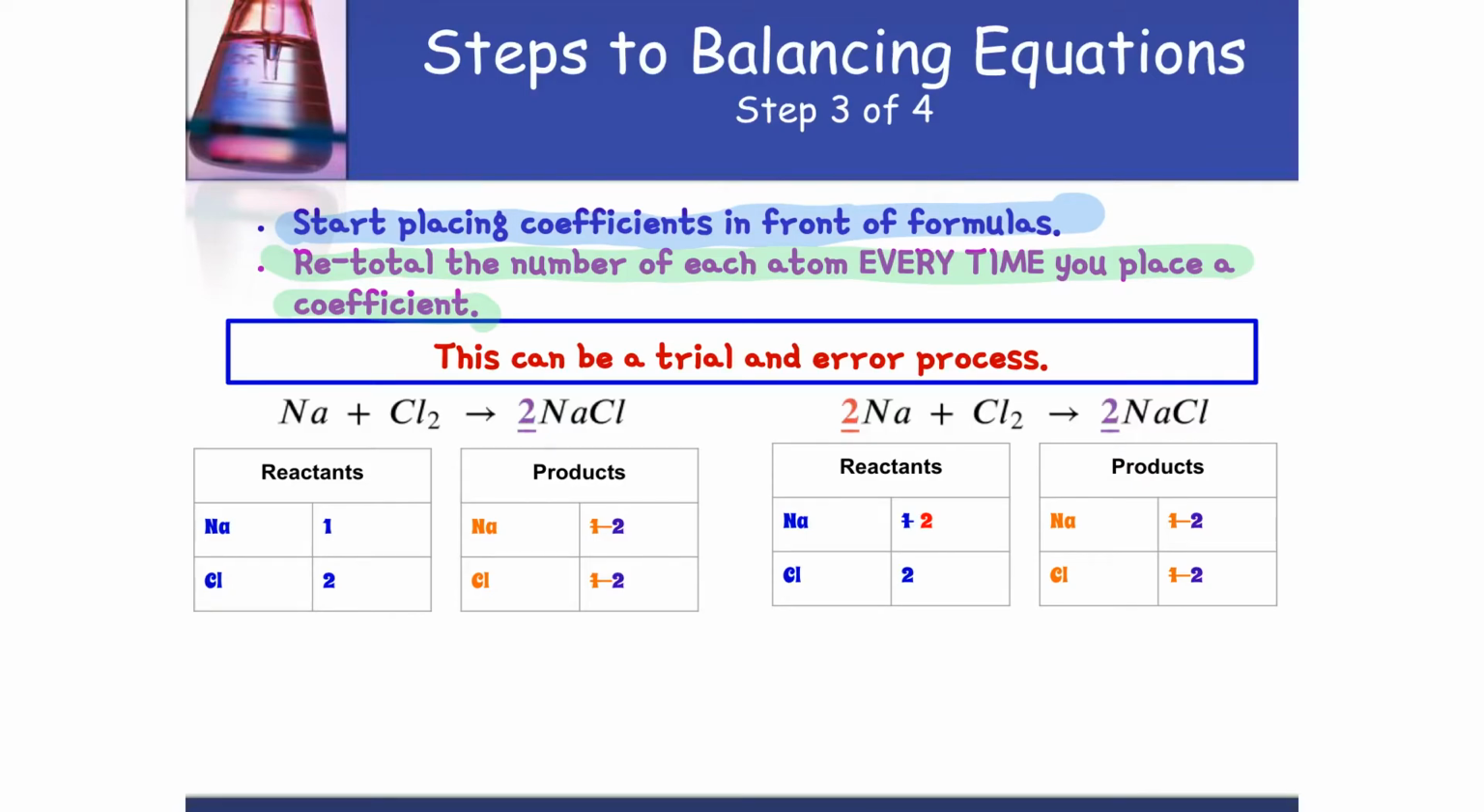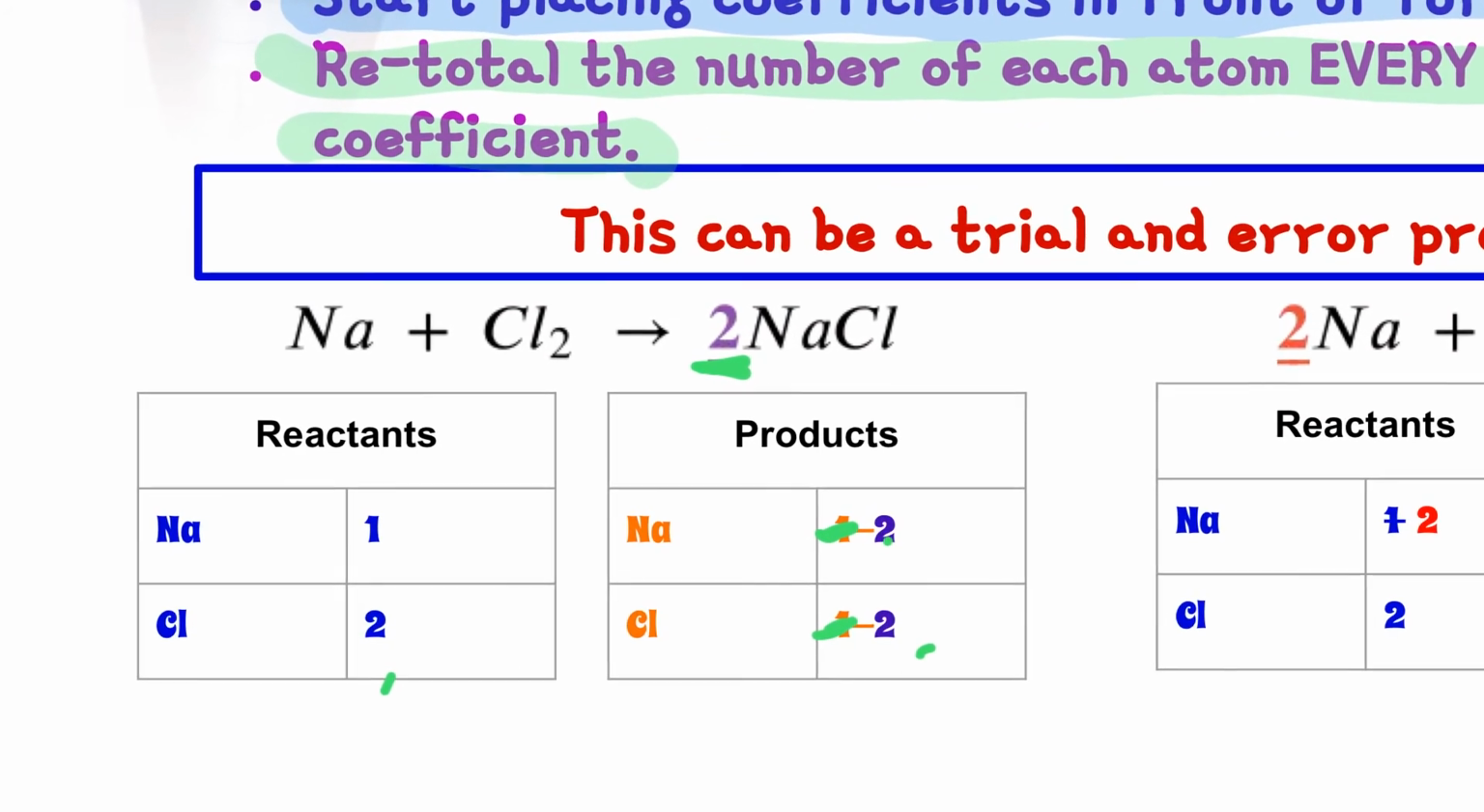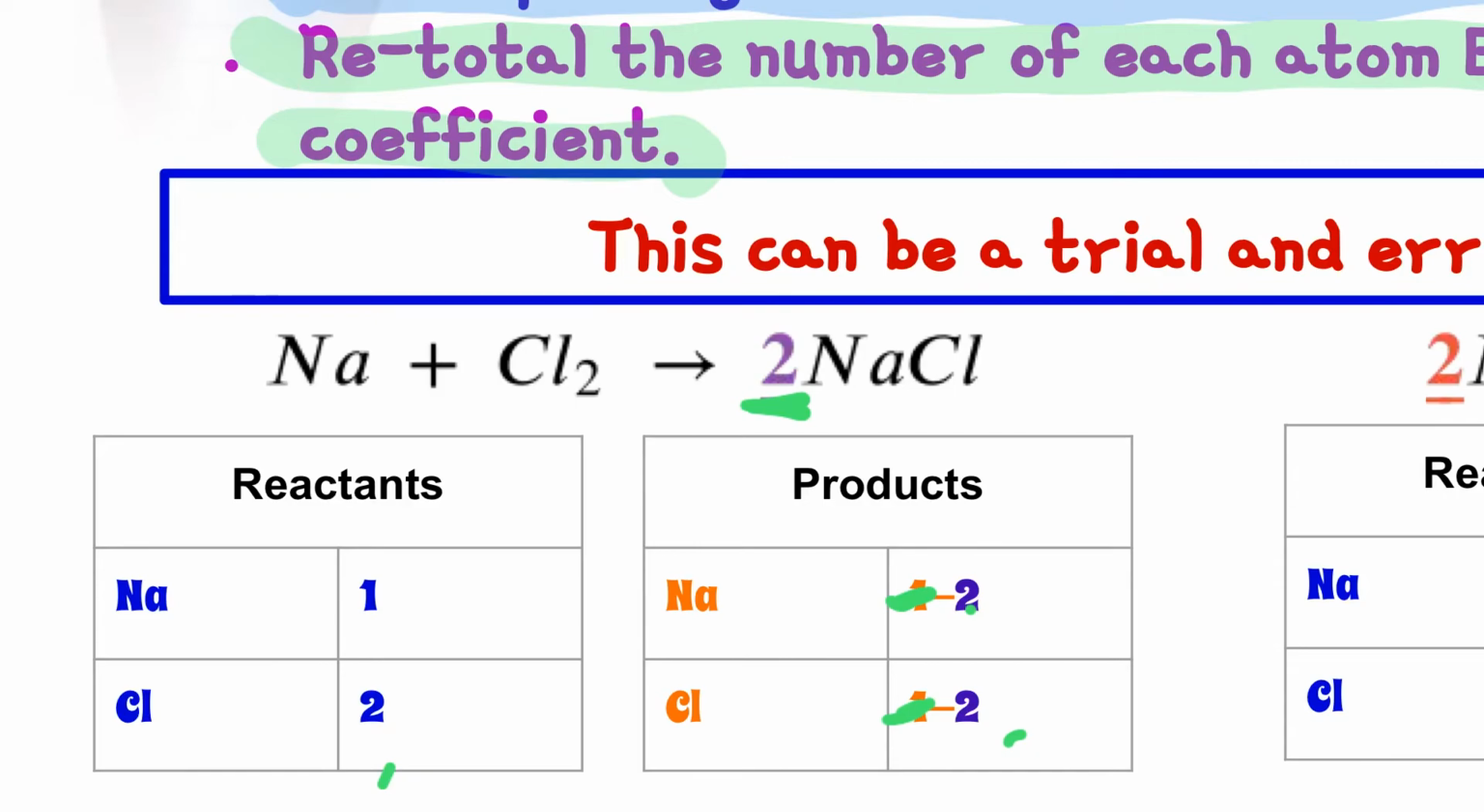So in this example, I started by placing a 2 in front of the NaCl. And when I did that, I no longer had 1 sodium and 1 chlorine. I had 2 sodiums on the product and 2 chlorines. Well, now my chlorines are balanced, if you see 2 and 2, but my sodiums are not.